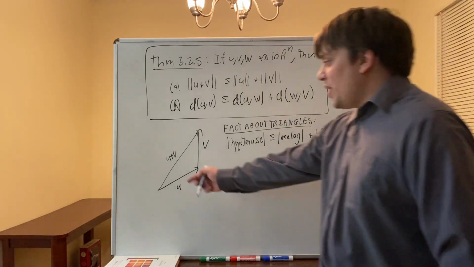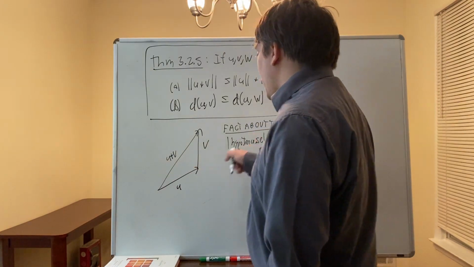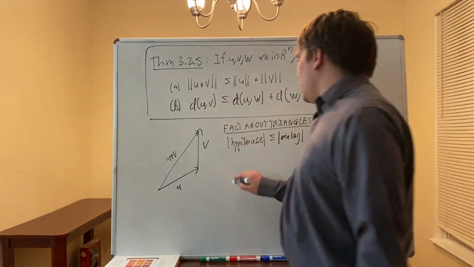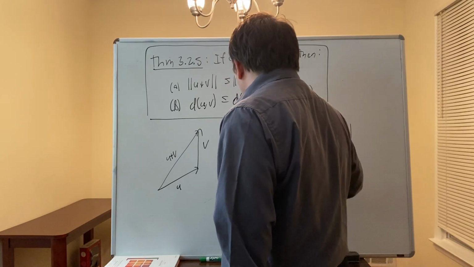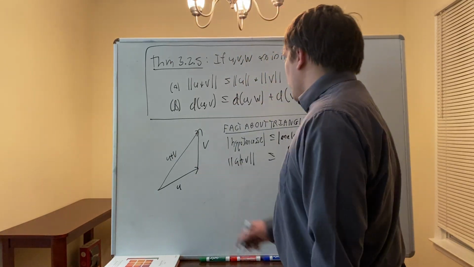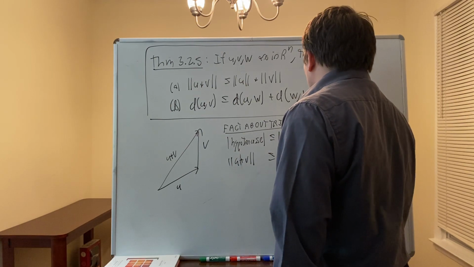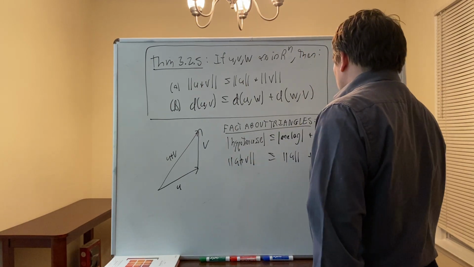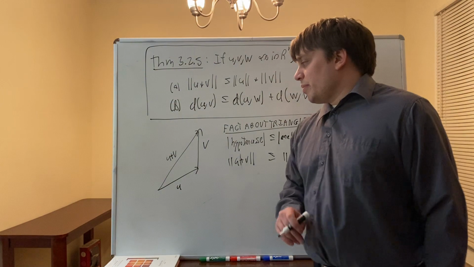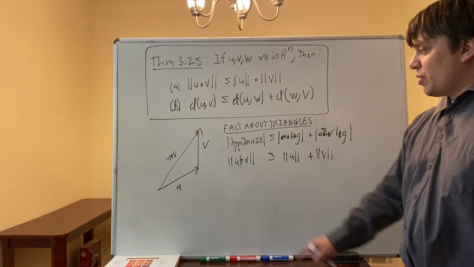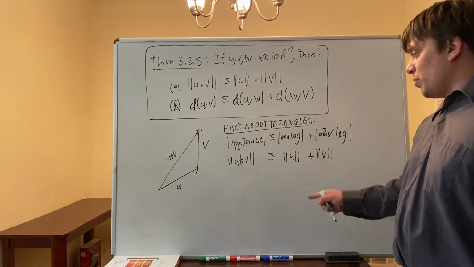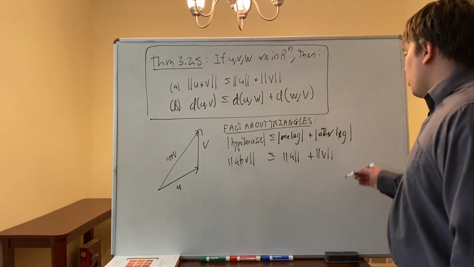And so here, the hypotenuse is U plus V. And the length of a vector is its norm. And so the norm of U plus V is less than or equal to the length of one leg, which is U, plus the length of the other leg, which is V. So for this triangle made up of the vectors U, V, and U plus V as hypotenuse, from this fact about triangles we can say the norm of U plus V is less than or equal to the norm of U plus the norm of V. And so that proves A.